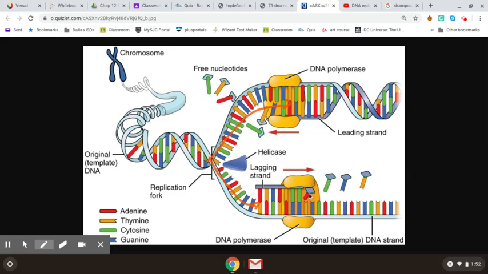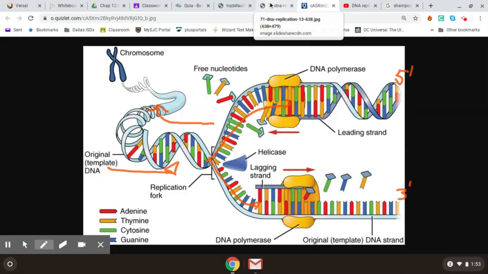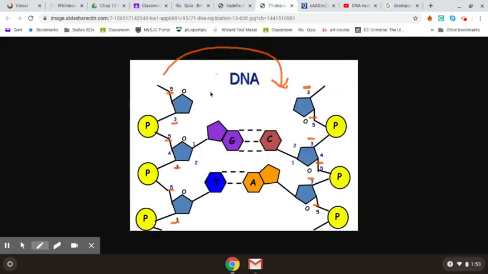And here's the thing. One of these is going to be the 5' end, and the other side is going to be the 3' end. In this particular case, this is the 5' side, and this is the 3' side, because that's just the way it has to be. Because one side of this has to be running in this direction. The other side has to be running in the opposite direction, because they're anti-parallel. Why are they anti-parallel? Let me get into that as well.